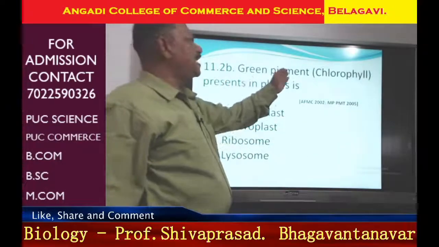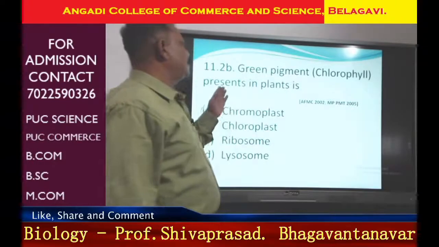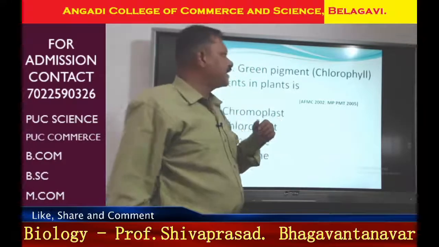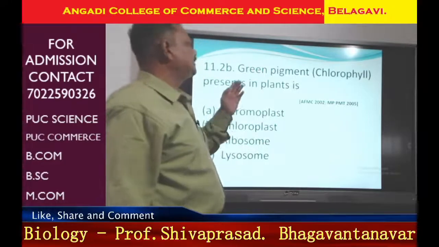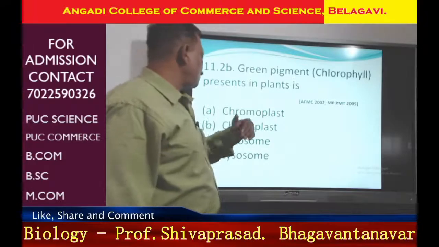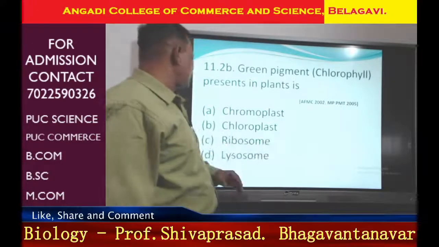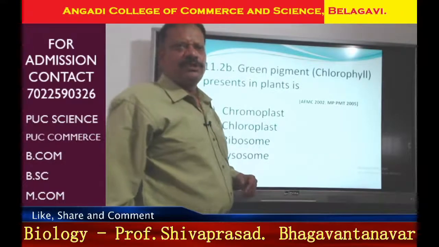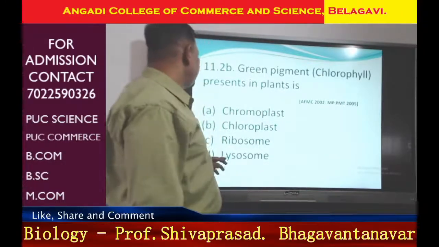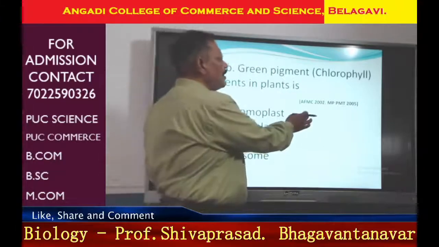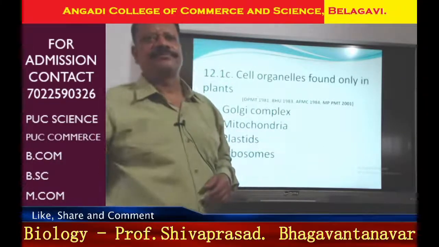The green pigment, that is chlorophyll, is present in plants in which organelle? A, chromoplast; B, chloroplast; C, ribosome; D, lysosome. So here the correct option is option B, chloroplast. We'll move to the next one.